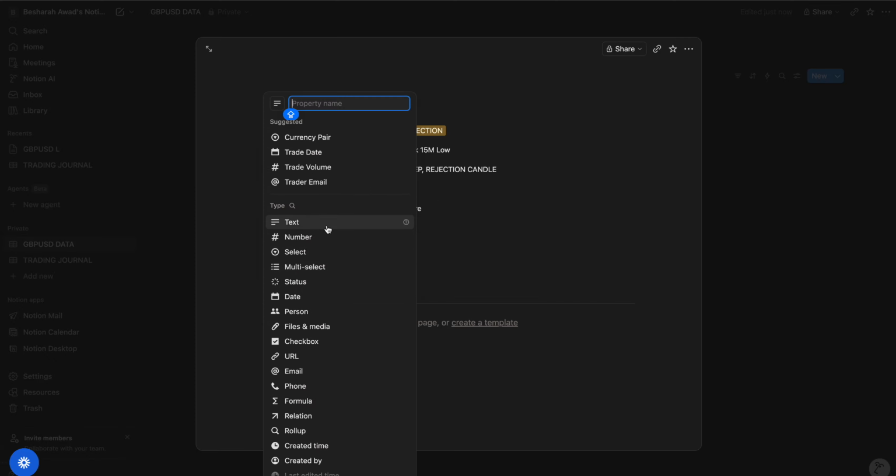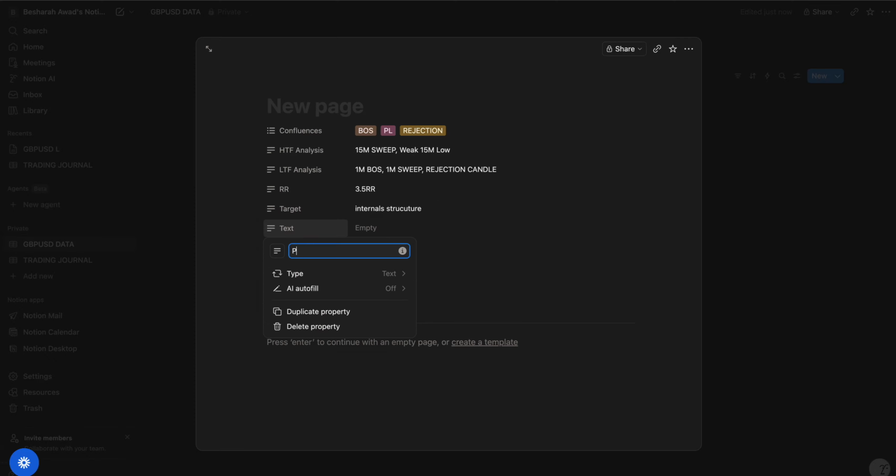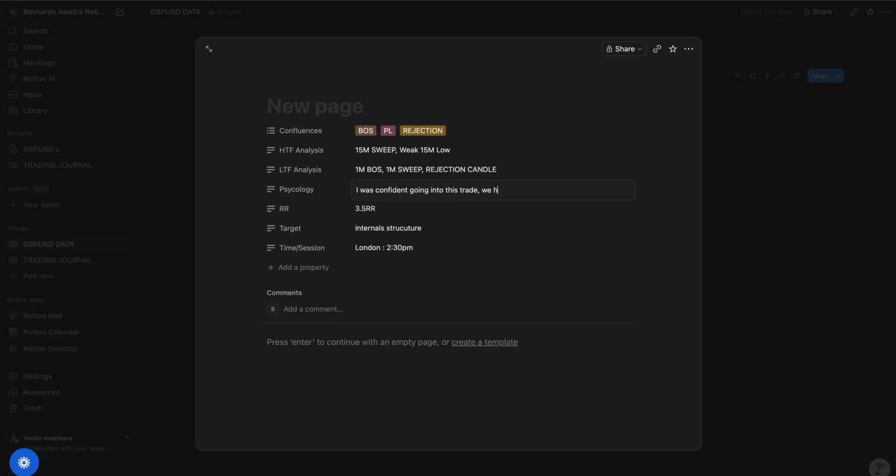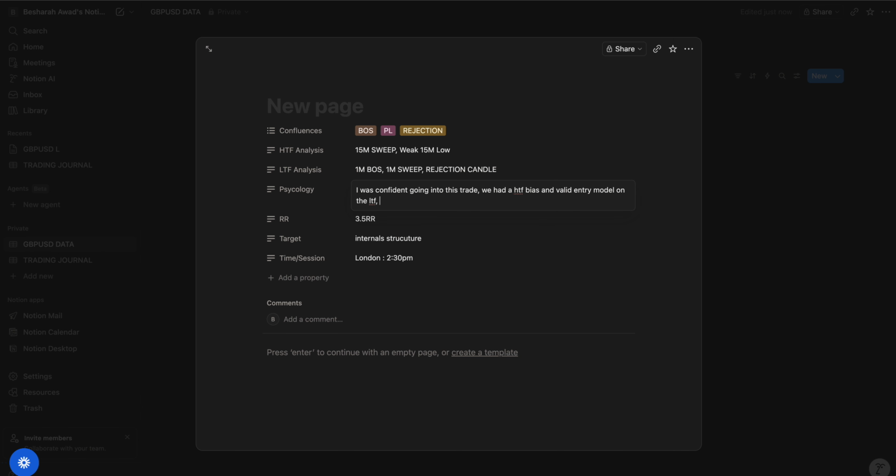And now the most important part for me personally is psychology. So I want to talk about how you felt during the trade. I was confident going into this trade. We had a higher time frame bias and valid entry model on the lower time frame. I didn't over risk on this trade. I stuck to my 0.5% risk rule, etc.